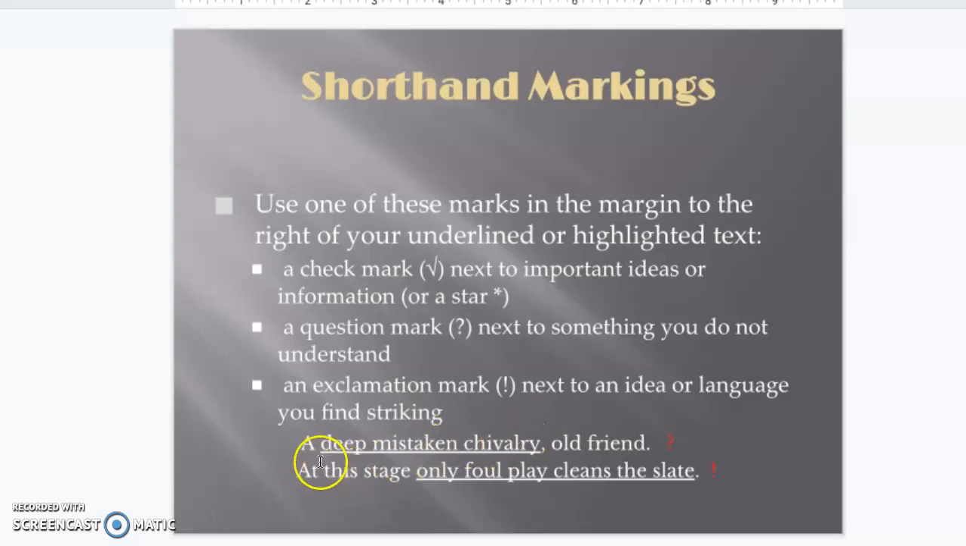So back to our example, maybe I put a question mark next to a deep mistake in chivalry because maybe I don't know what the word chivalry means. And maybe I just don't understand that phrase. It's like, a deep mistake in chivalry, huh? Like, I don't get that. So I'm going to put a question mark next to it. And then for only foul play cleans the slate, I just like the way that sounds. It sounds kind of spooky. So I'm going to put an exclamation point next to that.